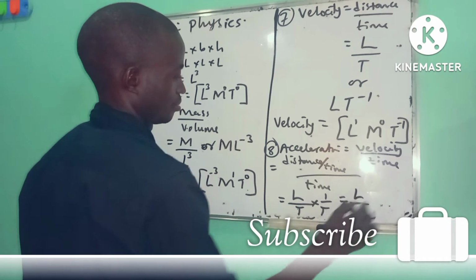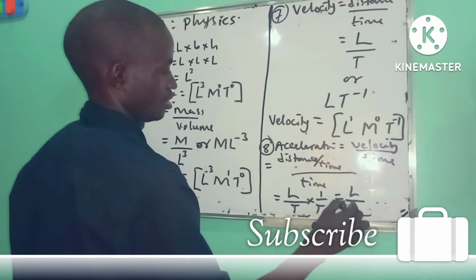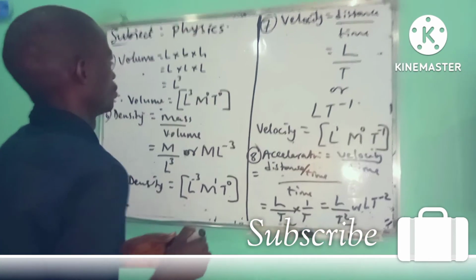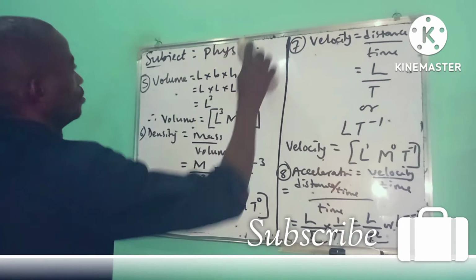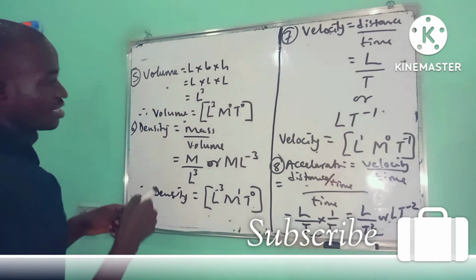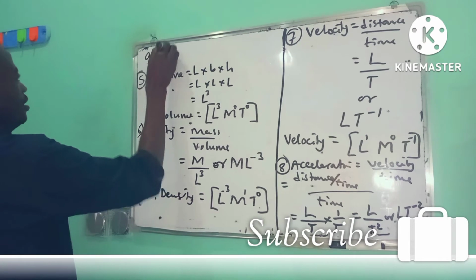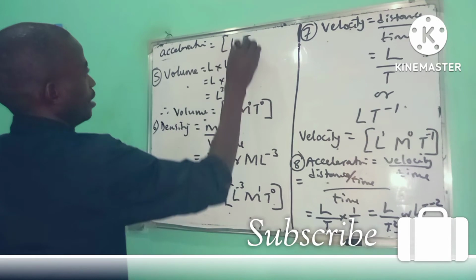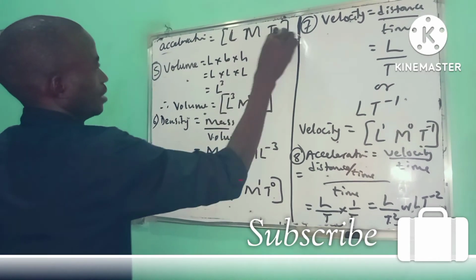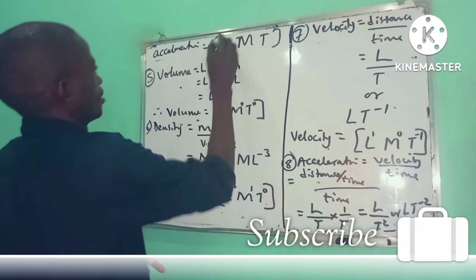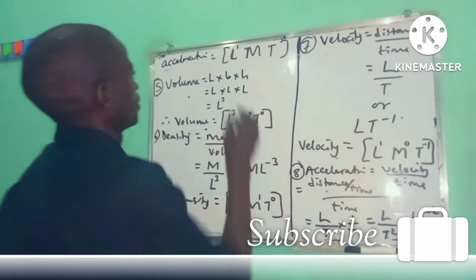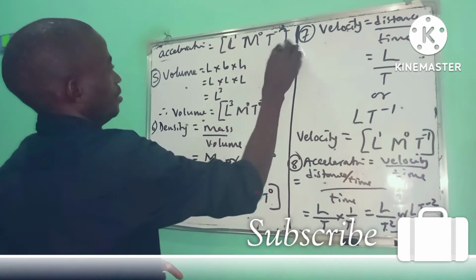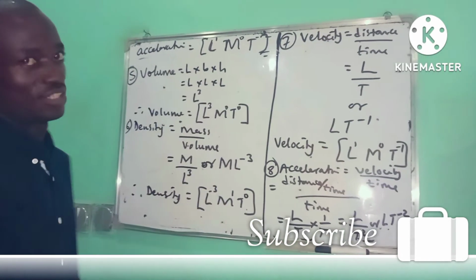That will give you L upon t times t is t squared, or L times t raised to minus 2. So the dimension of acceleration can be written as [LMT]. That is what is present here. L is present, power of 1. T is present, power of minus 2. Then M is absent. So that is the dimension of acceleration.